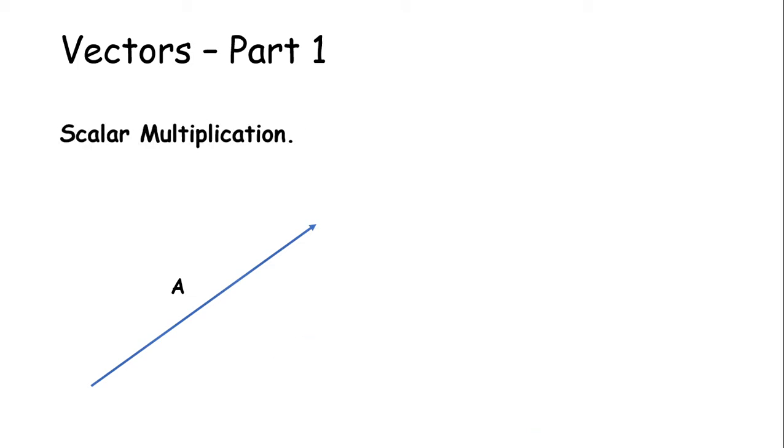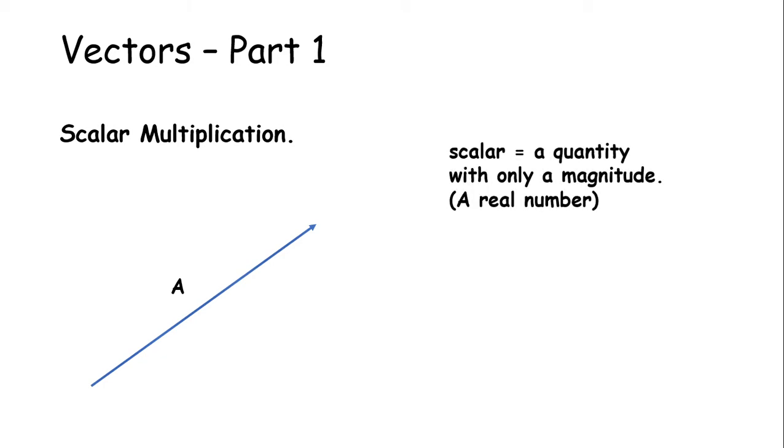More interestingly, we can do scalar multiplication. What is scalar multiplication? First of all, let's define a scalar. A scalar in physics is a quantity that only has a magnitude. That is, it's a quantity that can be expressed only by a real number. It doesn't have a direction. One example of a scalar from physics will be time. Another example will be mass.